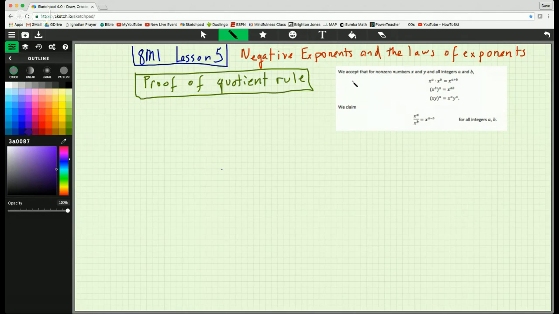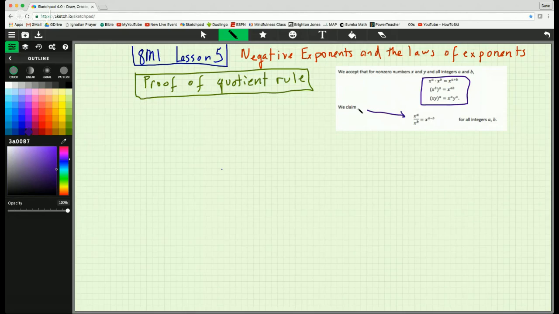So let's start here. This here is in lesson 5, and it tells us some things that we already know to be true. We know that if we multiply two numbers with the same base, we simply add their exponents. If we raise a power to another power, we multiply exponents. And if we have two numbers multiplied together and we raise them to a power, we get each of the numbers inside the parentheses raised to that same power, multiplied together. So those are 3 rules that we've learned in past lessons.